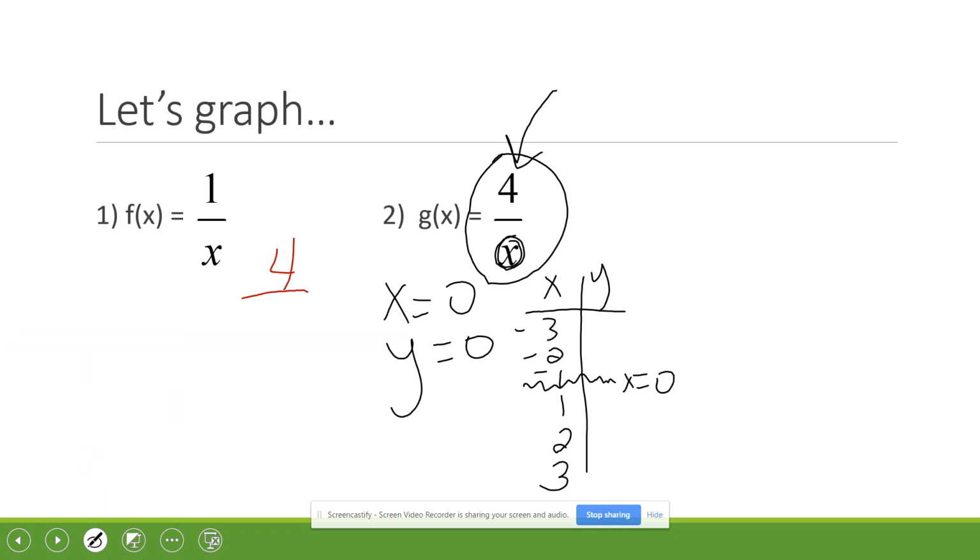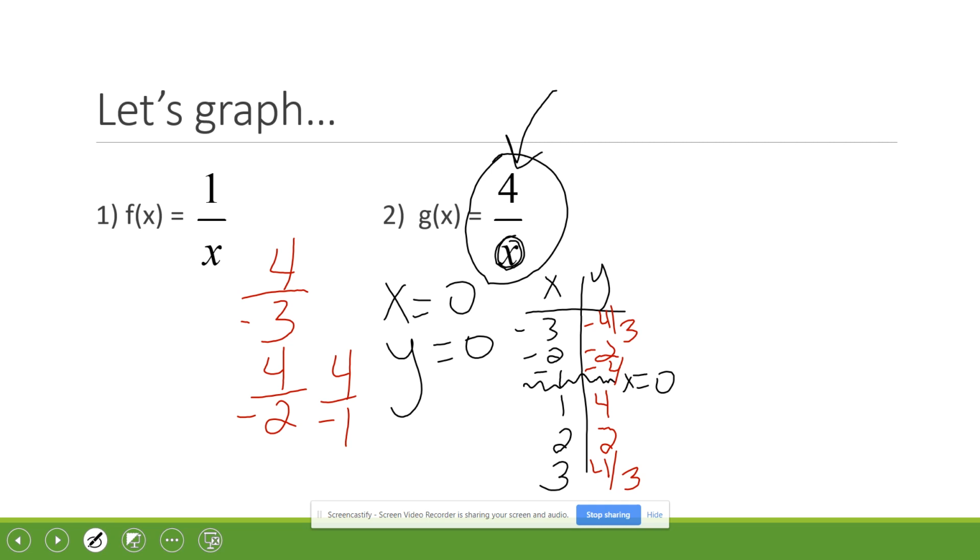So starting with, we have 4 over -3. That's -4/3. It doesn't reduce. There's no other math to do there. 4 over -2 is -2, because 4 divided by -2 is -2. And then we have 4 over -1, which is -4. On the other side, for 1, 2, and 3, we should get the exact same answers we just got, except positive. 4, 2, and 4/3.